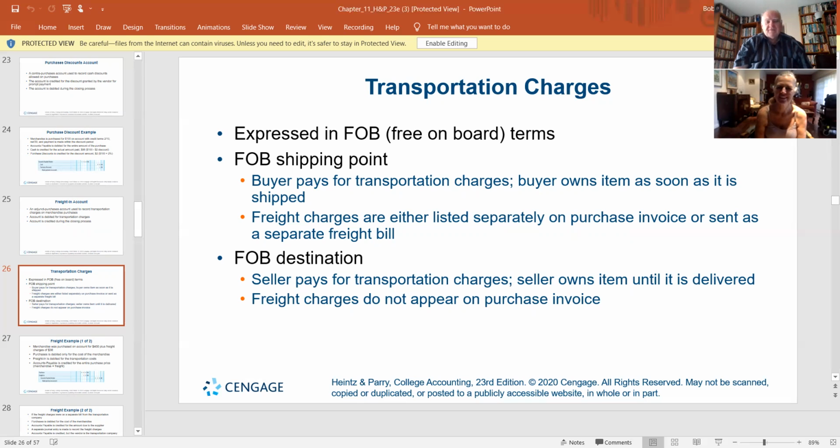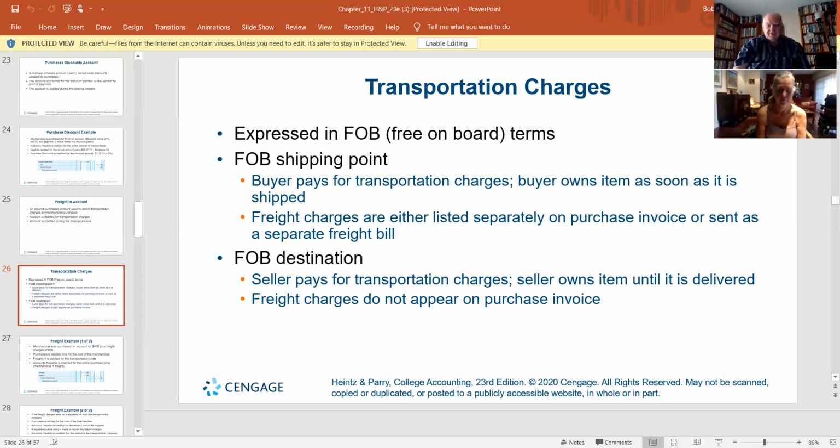If it's FOB shipping, you're shipping to me in New Jersey. Your truck leaves your store in Santa Barbara and has a little accident before you even get on the freeway. I, in New Jersey, am responsible for that, my insurance, because I own the goods at the shipping point. FOB destination is different.